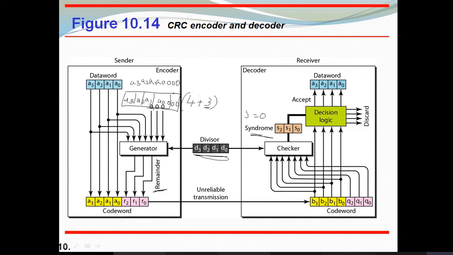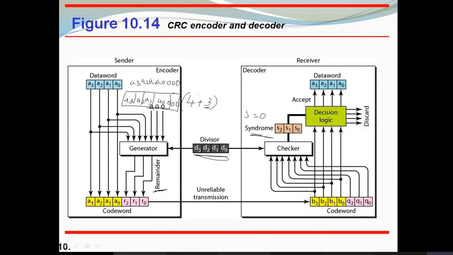At the receiver side also the same process takes place. It is sent to the checker. The checker is going to calculate S0, S1, S2, and sends it to the decision logic. The decision logic is going to check whether S is equal to 0 or anything other than 0. That indicates whether there is an error or no error. If it is 0, no error, accept the data. Extract only the data part.